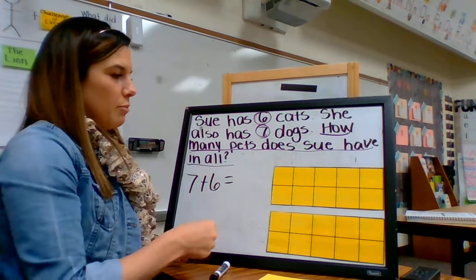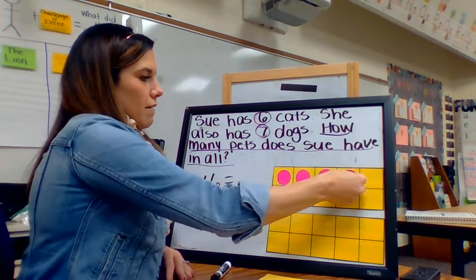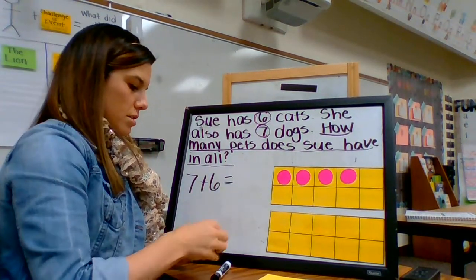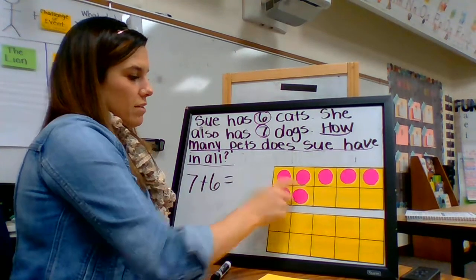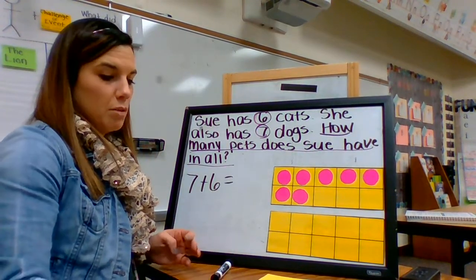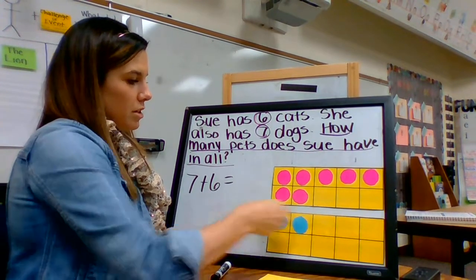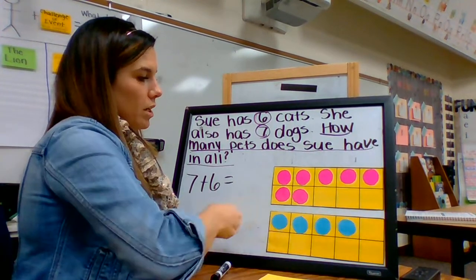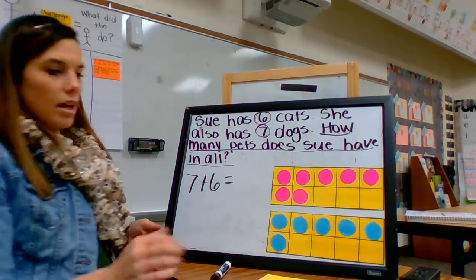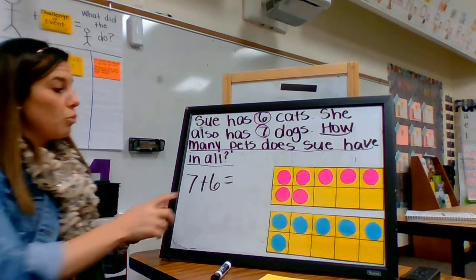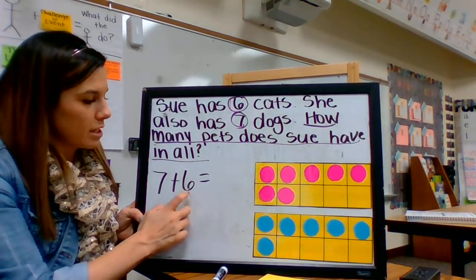Okay, so I'm going to put 7 up at top. 1, 2, 3, 4, 5, 6, 7. There's my 7 dogs. Now I'm going to put up 6 cats. 1, 2, 3, 4, 5, 6 cats. Okay, so remember, when we make a 10 to add, we're going to split up the smaller number.